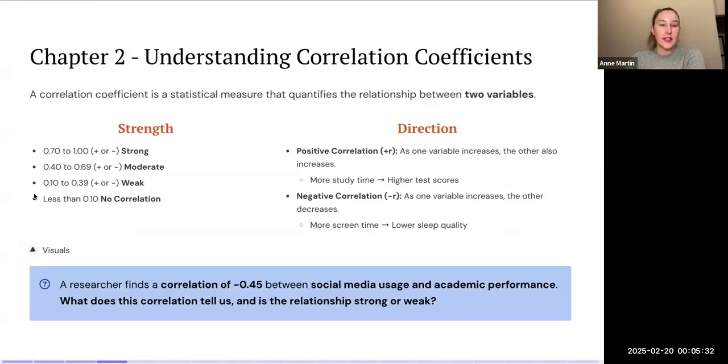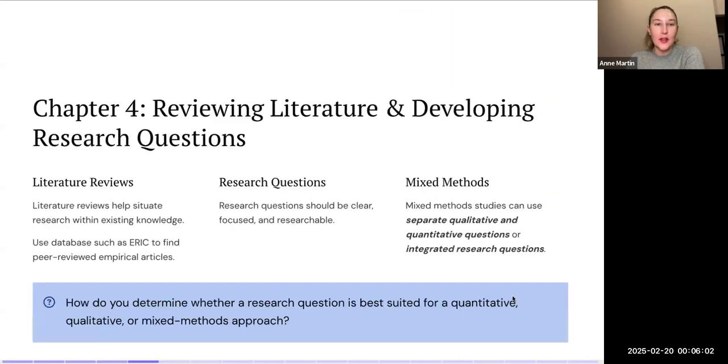So let's look at an example. If a researcher found a correlation of -0.45 between social media use and academic performance, what would that correlation tell you? Would it be strong or weak? And also, when you're thinking about correlation coefficients, be sure that you don't conflate correlation with causation. So based on this correlation, would that also mean that social media causes lower academic performance? So that is one example for you to look at.